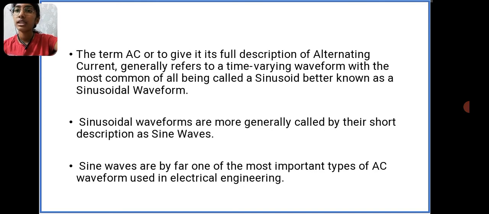The term AC, or to give its full description, alternating current, generally refers to a time varying waveform, with the most common of all being called a sinusoid, better known as a sinusoidal waveform. Sinusoidal waveforms are more generally called by their short description as sine waves. Sine waves are by far one of the most important types of AC waveform used in electrical engineering.